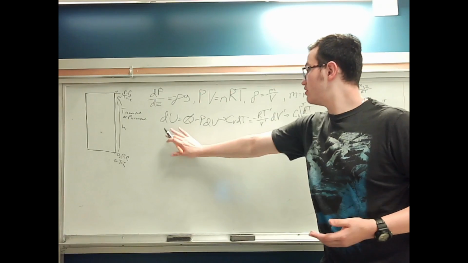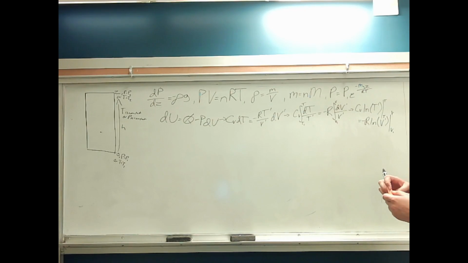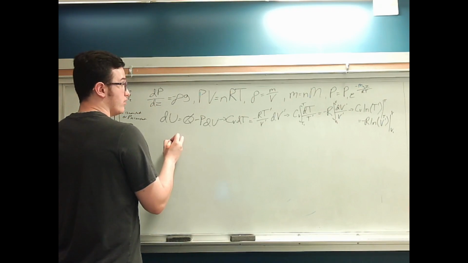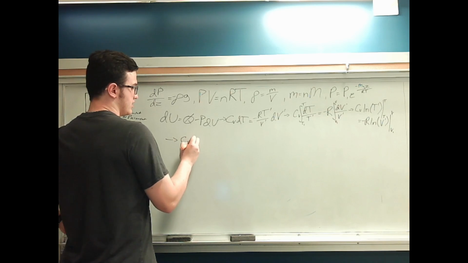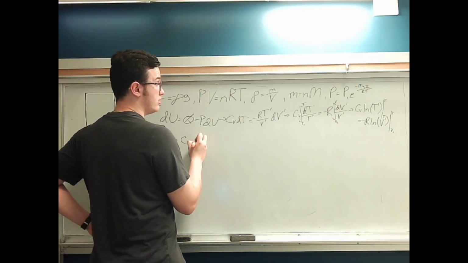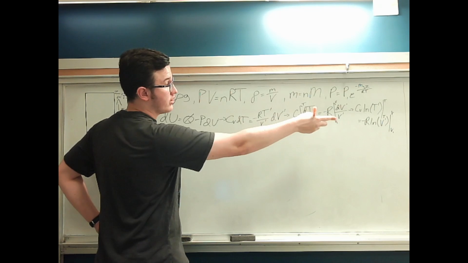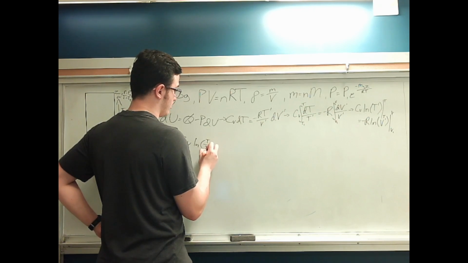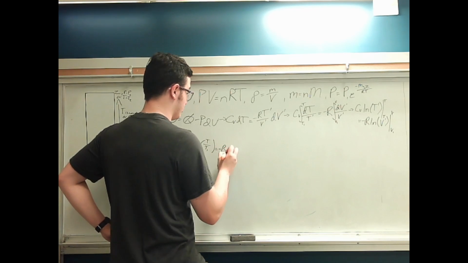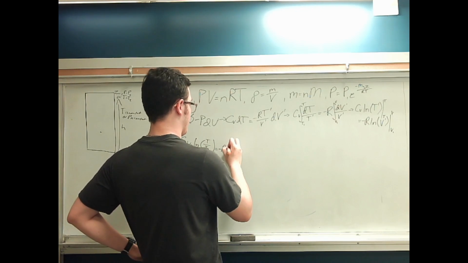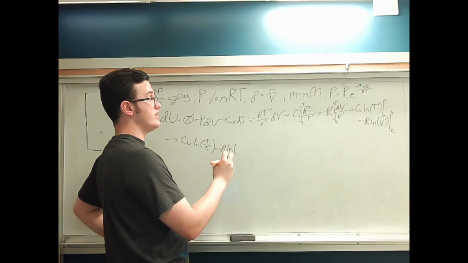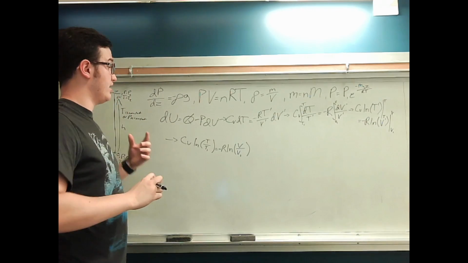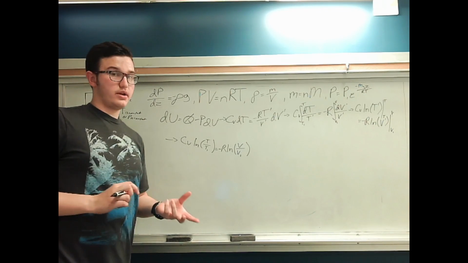I'm going to take this over here, I'm going to transpose it over, and have it go Cv, natural log of temperature, T divided by T1, is equal to negative R, natural log of V divided by V1. Now, doesn't look like we can do much here.